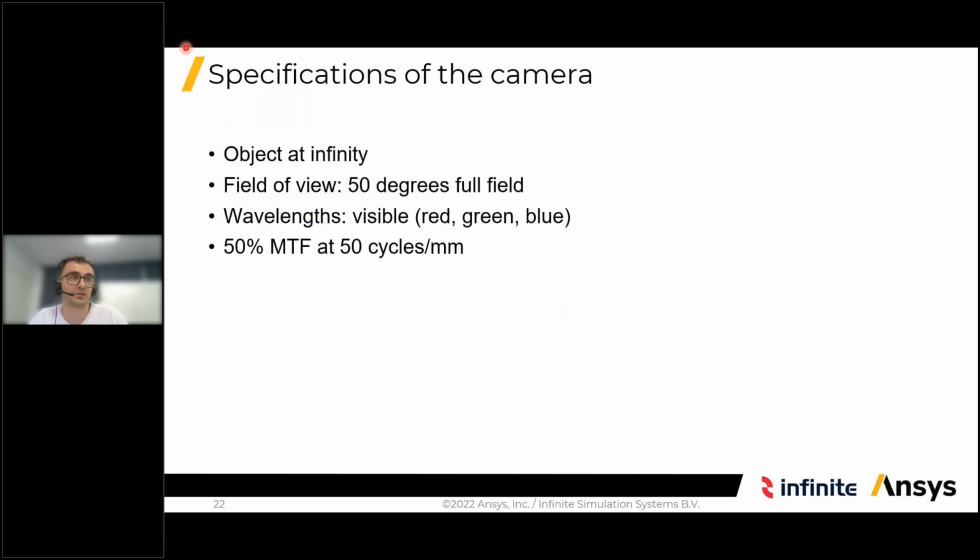We're going to define some specifications for the camera. The camera is going to make images of objects that are infinitely far away. So when something is very far away, then we can practically say that it's infinitely far away. We have a field of view of 50 degrees, and we're going to make images with visible light rays. So we're going to use 3 colors: red, green, and blue. And we specify that the MTF should be 50% at the frequency of 50 cycles per millimeter.